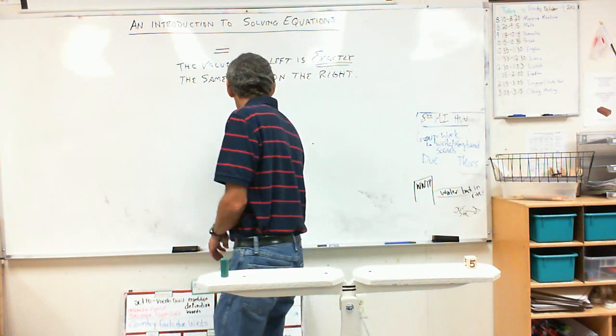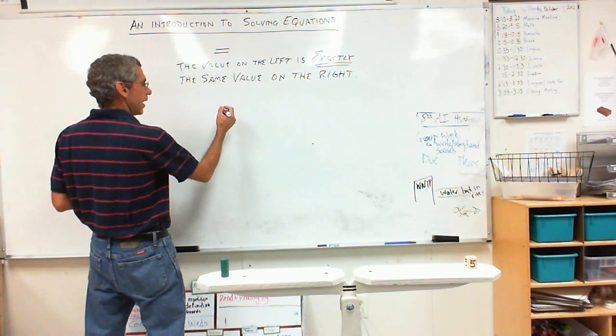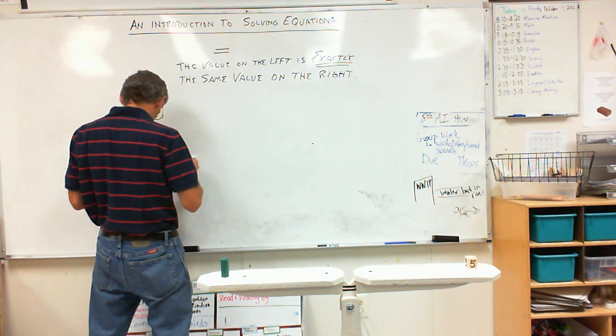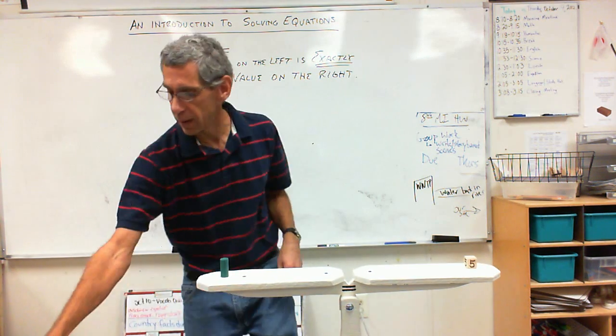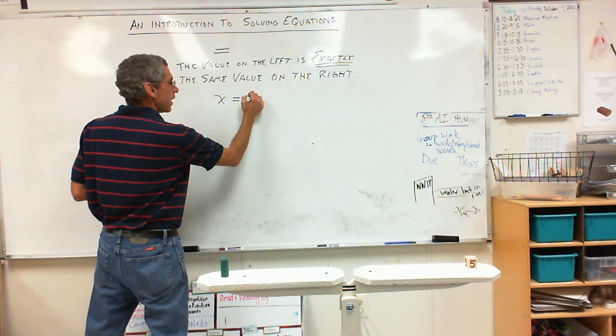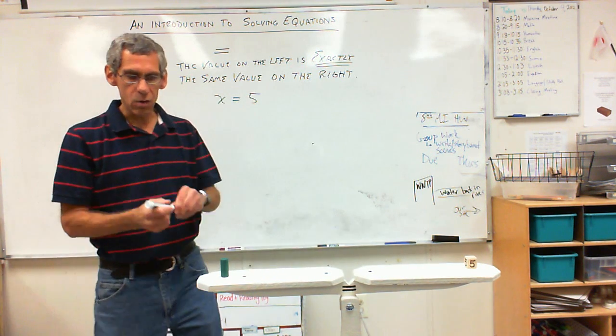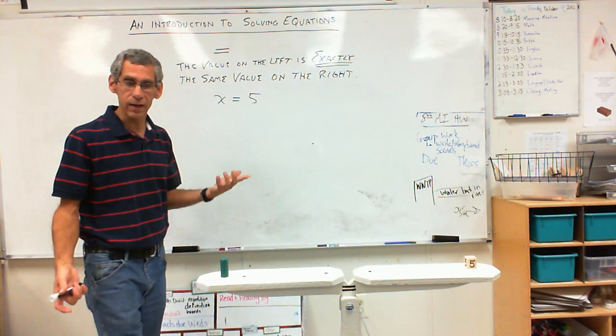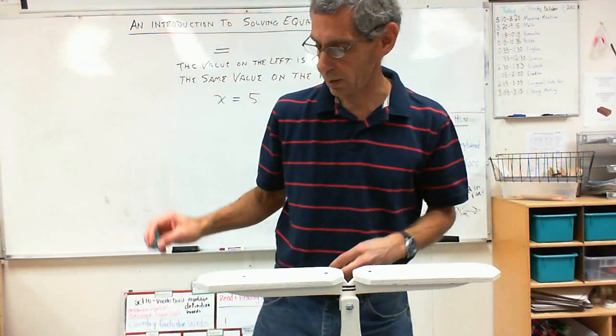So when I write X, I should probably use the black one, right? Where's the black one? When I write x equals 5, I know that the value of x is 5, right? I know that. Okay, let's make it a little harder.